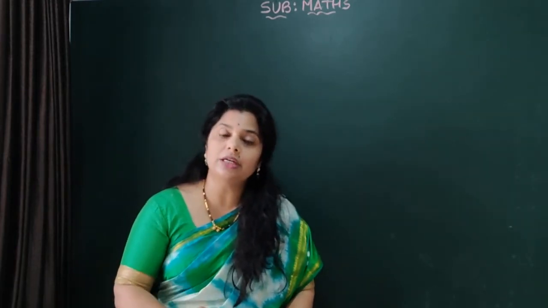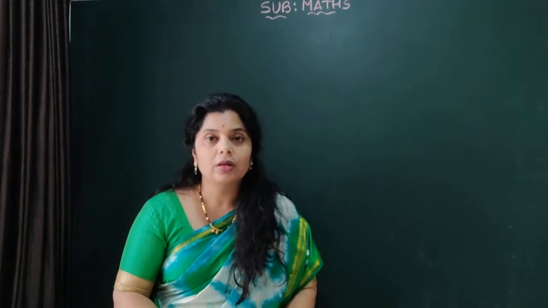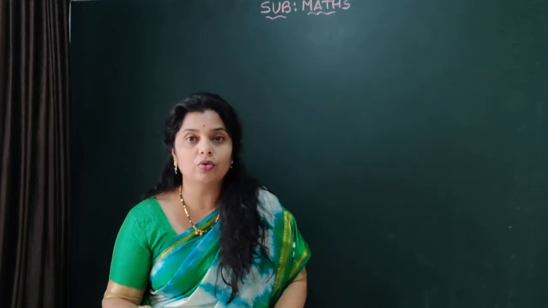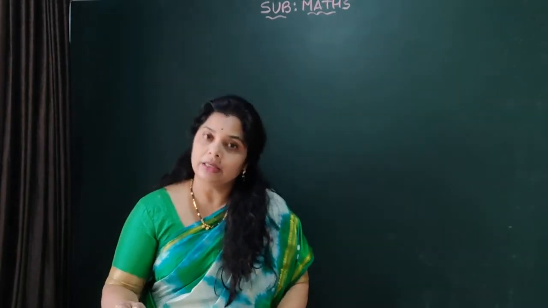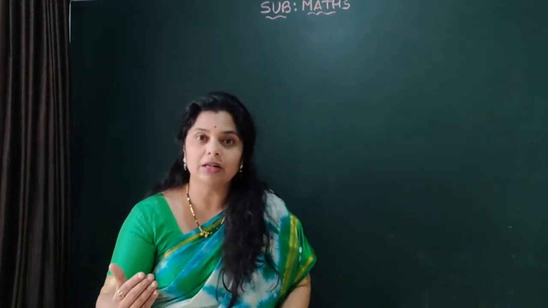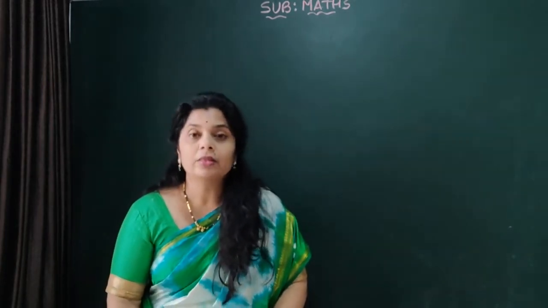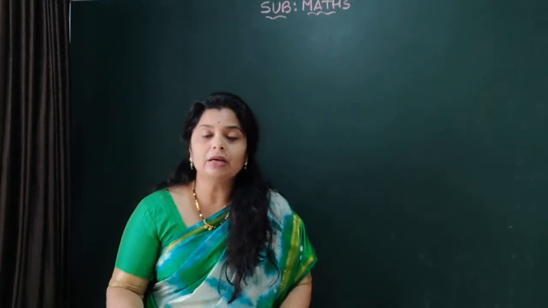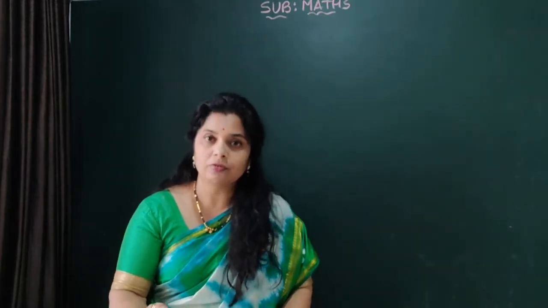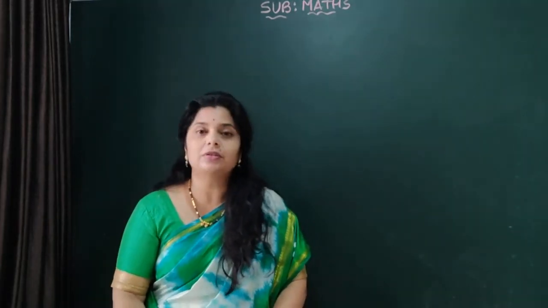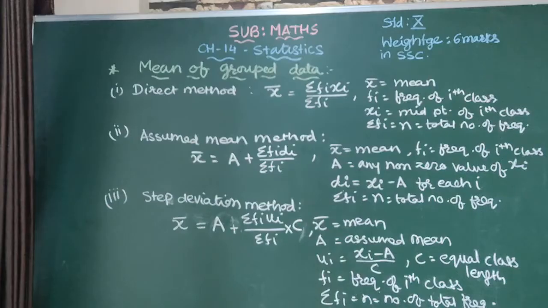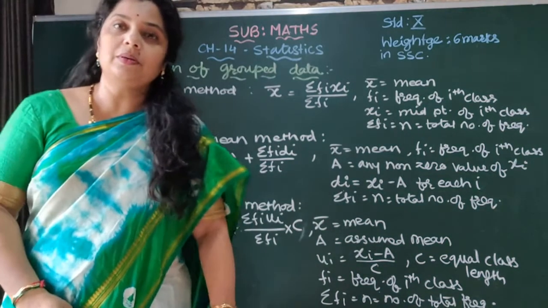In ninth, you have studied how to find out the measures of central tendencies, mean, median and mode for ungrouped data. In 10th standard, we extend the level. And we are going to study the formulas regarding finding the mean, median and mode for grouped data. So let's start our teaching learning process. Now let's start chapter number 14.